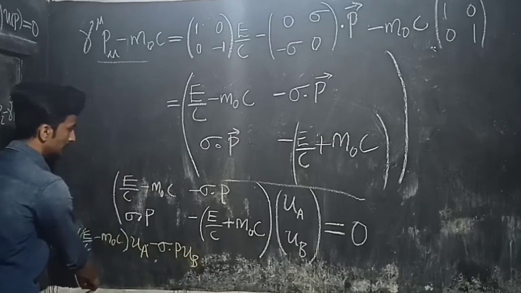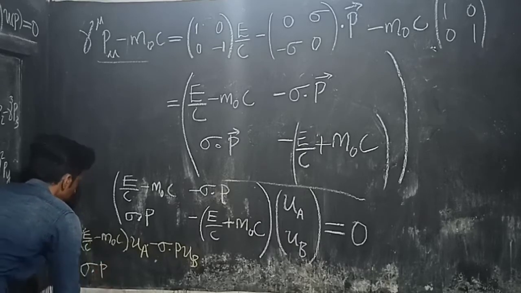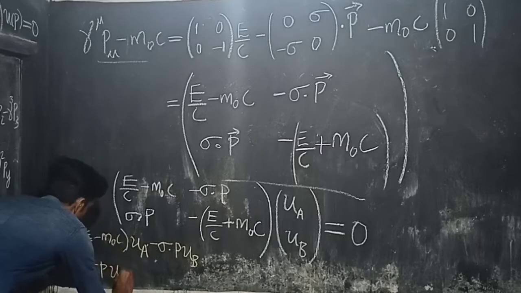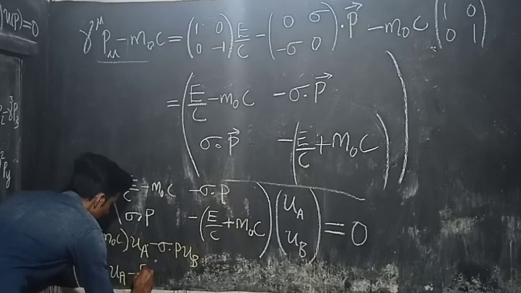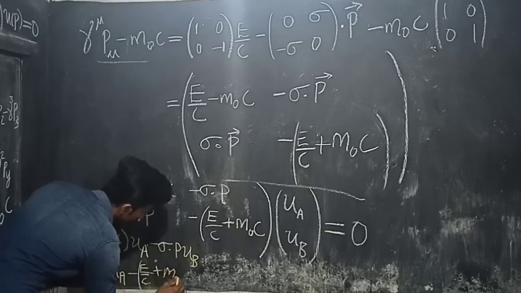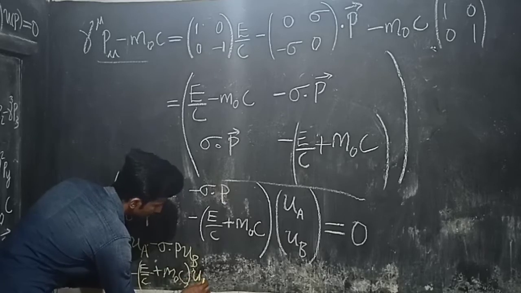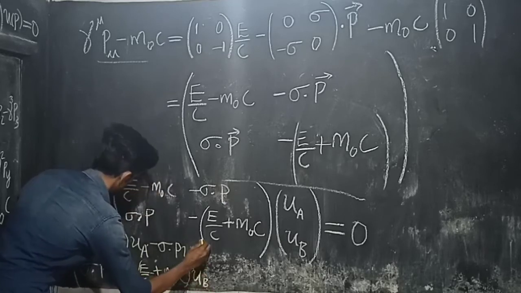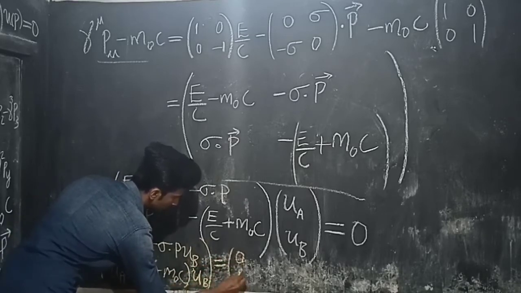And the second element is sigma dot P times UA minus E by C plus M naught C times UB is equal to 0, 0.